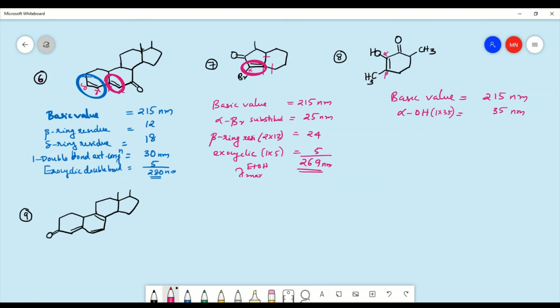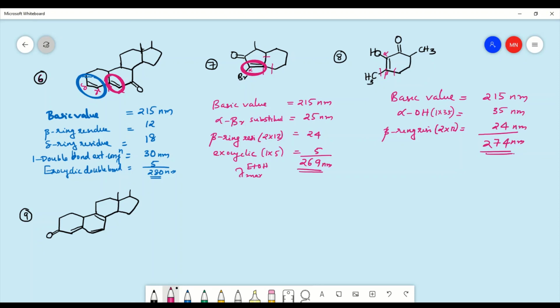Okay. Now if you are looking into the beta carbon, there is one alkyl group and one ring residue. So you can specify them as beta ring residues. So it will be 2 into 12, so 24 nanometer. There are no extended conjugations, there are no exocyclic double bonds. So that much only. And if you are adding, the value was found to be 274 nanometer.